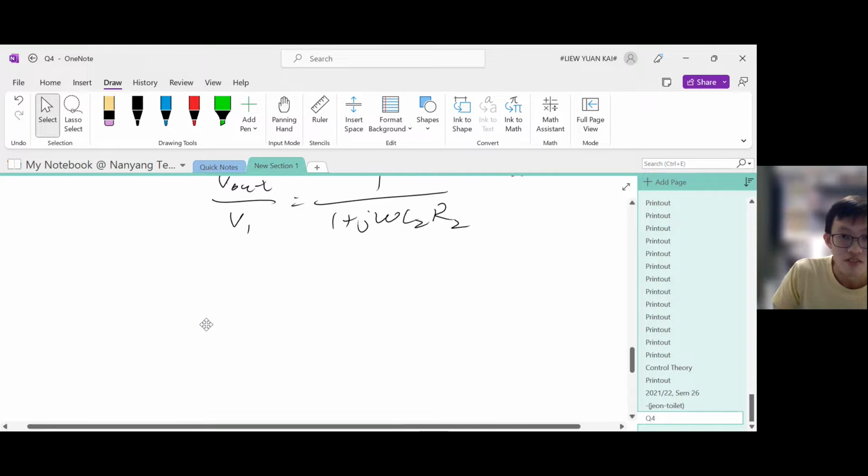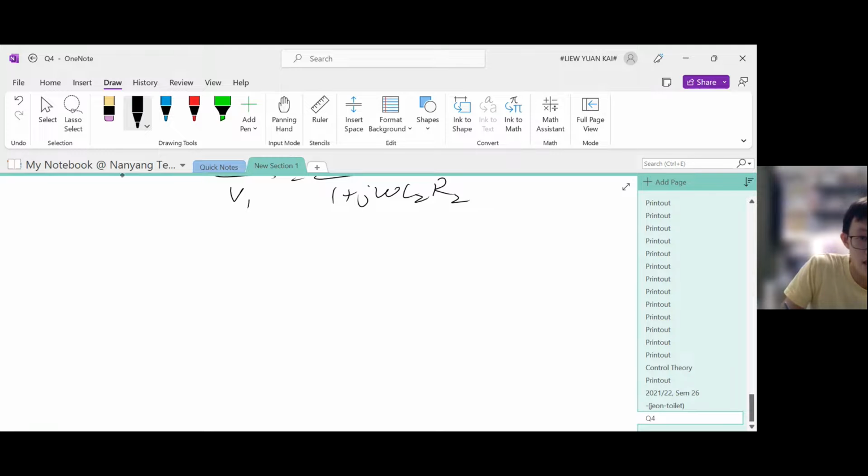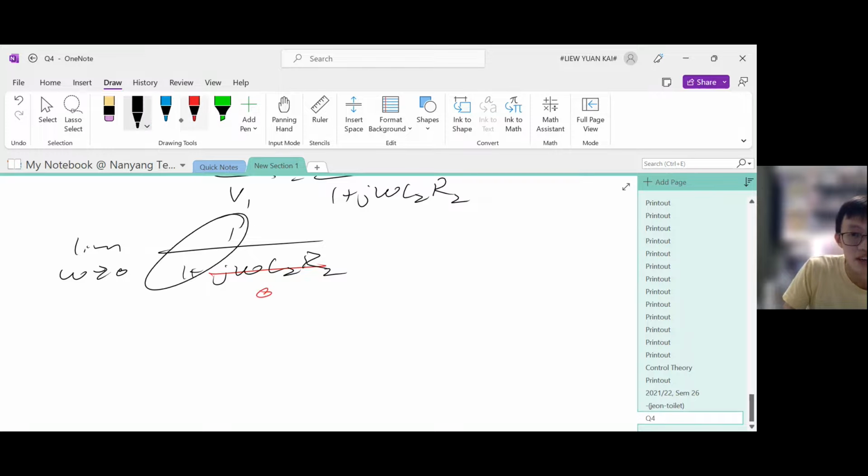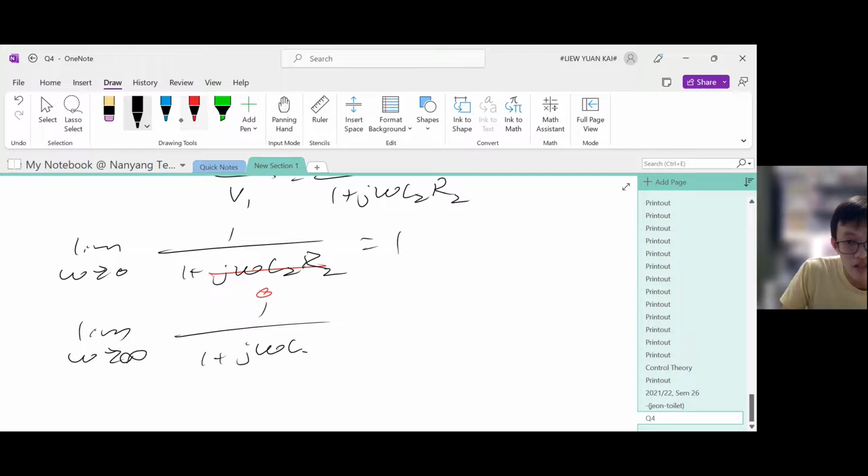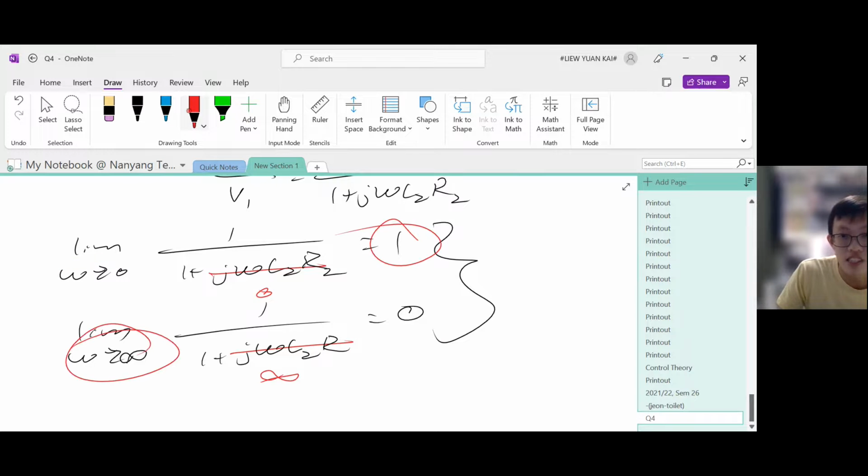Again, from here, take the limits. As omega approaches 0, this goes away, and you get 1 divided by 1, which is just 1. At the high frequency limit, as omega approaches infinity, the whole denominator goes to infinity, and 1 divided by infinity is just 0. Low frequencies, there's something. High frequencies, there's nothing. So this is a low pass filter again.